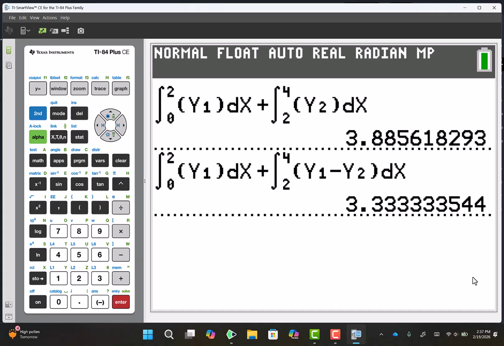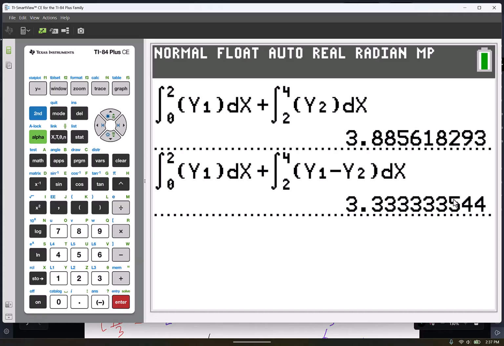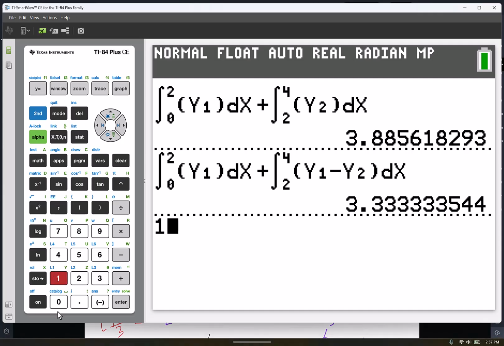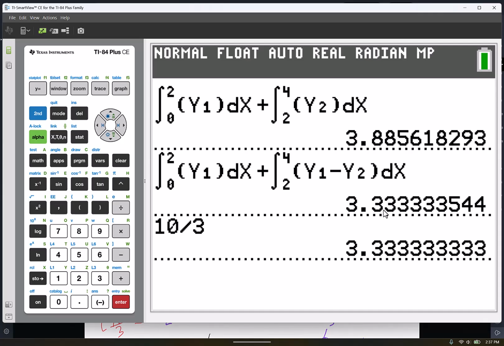3.33333. You see that point, that 544? That's because the algorithm of the calculator is doing something where it decides this approximation is good enough, so we stop. But notice the first 3 digits after the decimal are the same as 10 over 3. Look, if I type in 10 over 3, look at that: 1, 2, 3, 4, 5, 6. The first 6 digits are the same.